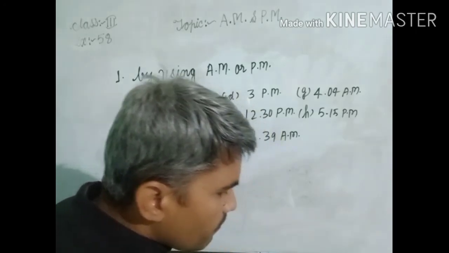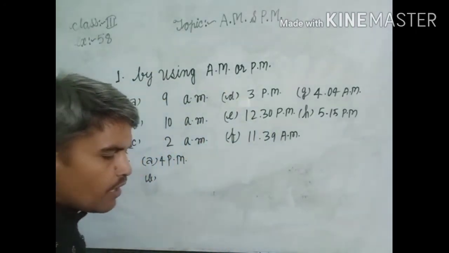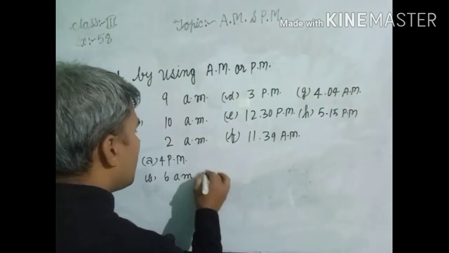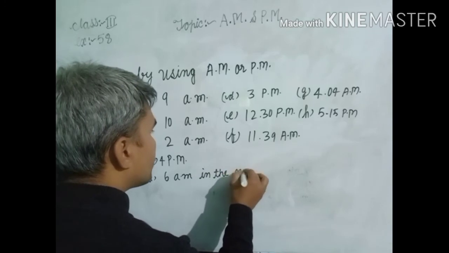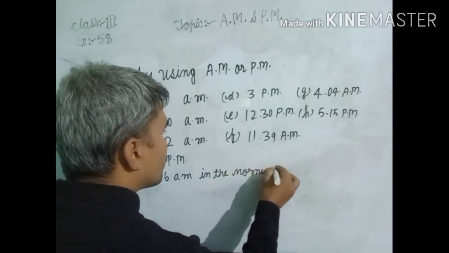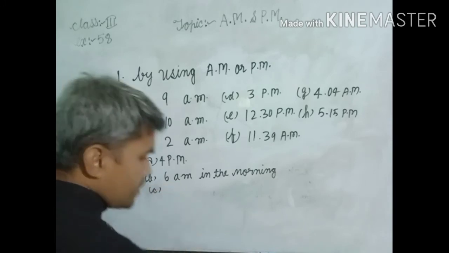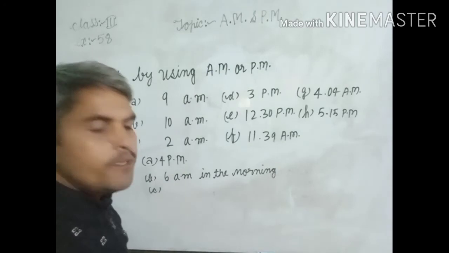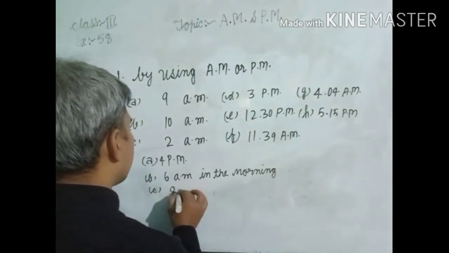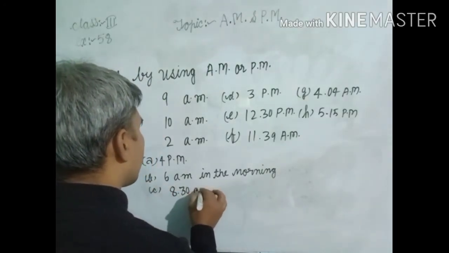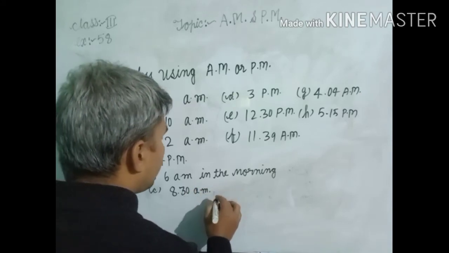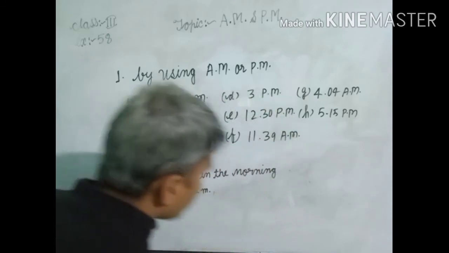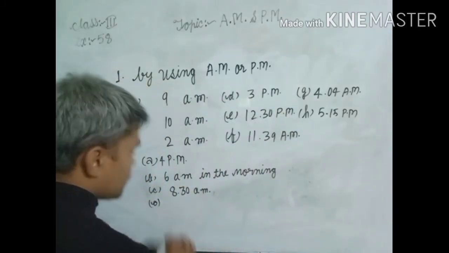Second question, you get up at 6 am or 6 pm in the morning. 6 am in the morning. Question C, you go to school at 8:30 am or 8:30 pm. 8:30 am.